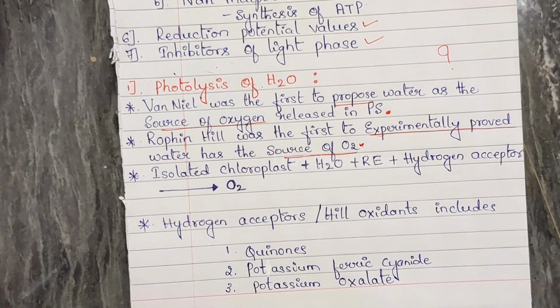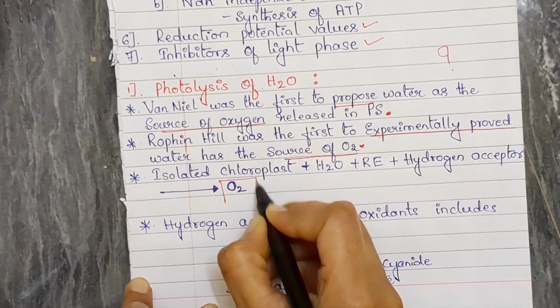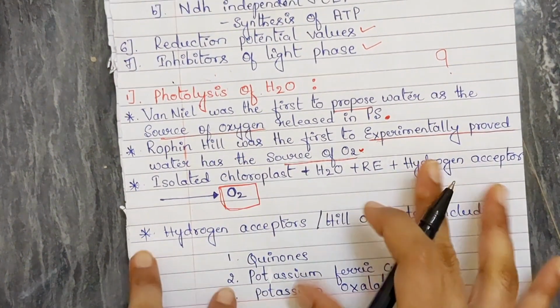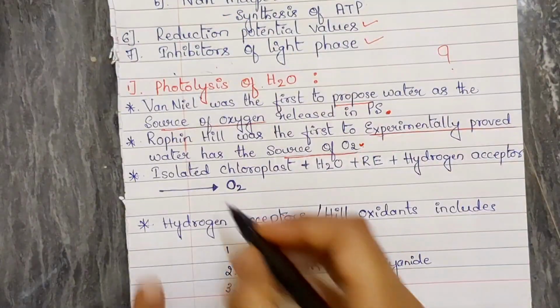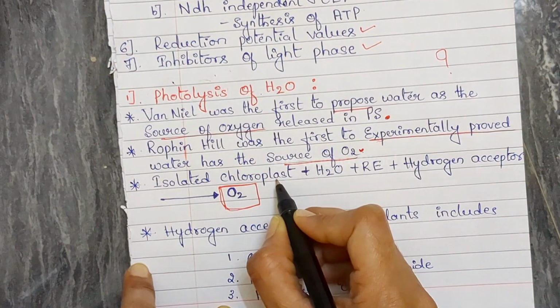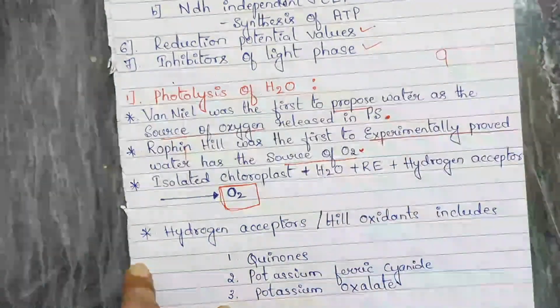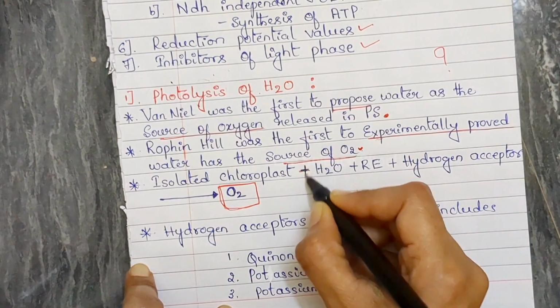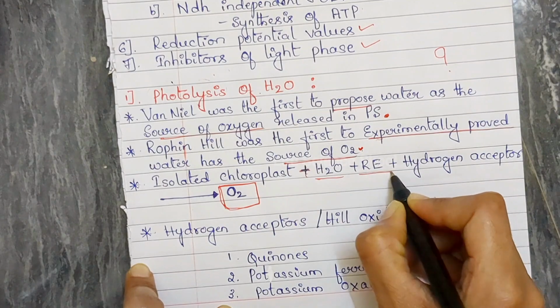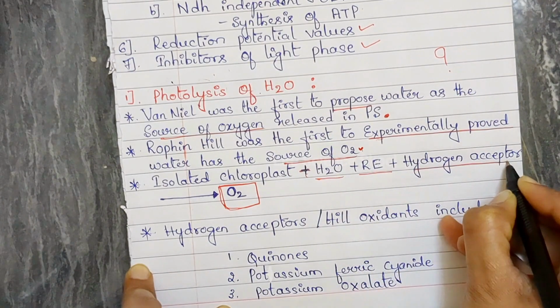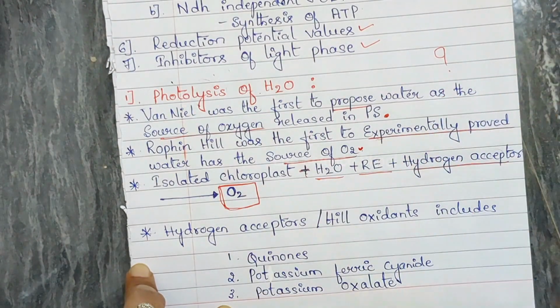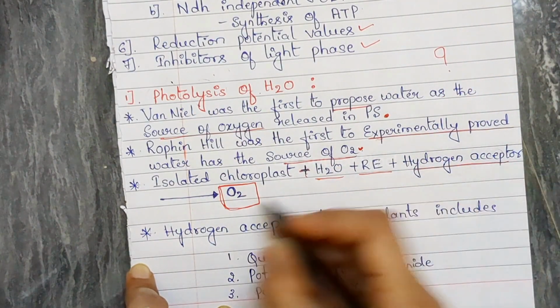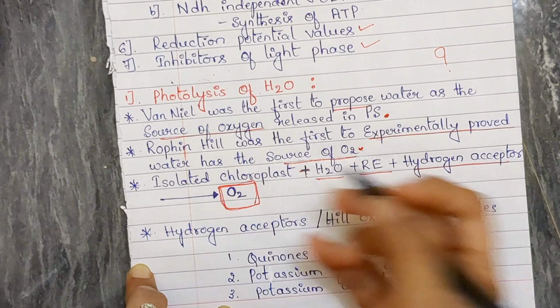Robin Hill did the experiment by using isolated chloroplast, water, radiant energy and a hydrogen acceptor. Isolated chloroplast means it absorbs the sunlight along with the water and radiant energy, and a hydrogen acceptor. Hydrogen acceptor means the hydrogen is accepted by the acceptor. Okay, so then there is a release of oxygen.